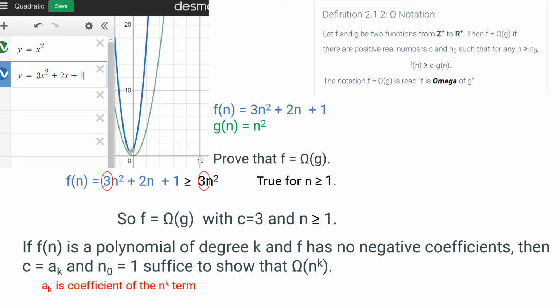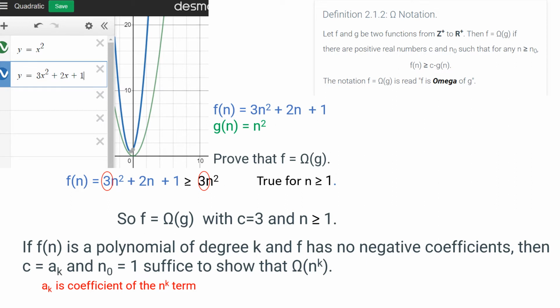Well, if you take a look at what we just did in that example, you notice C ended up being the leading coefficient, the coefficient of that term with the highest degree. That's what we could do for any polynomial function as long as f doesn't have negative coefficients. So we can always use C as being that leading coefficient, and then n naught will always be 1. Those are what we can use as witness to the fact that that polynomial of degree k is really omega of n to the k.